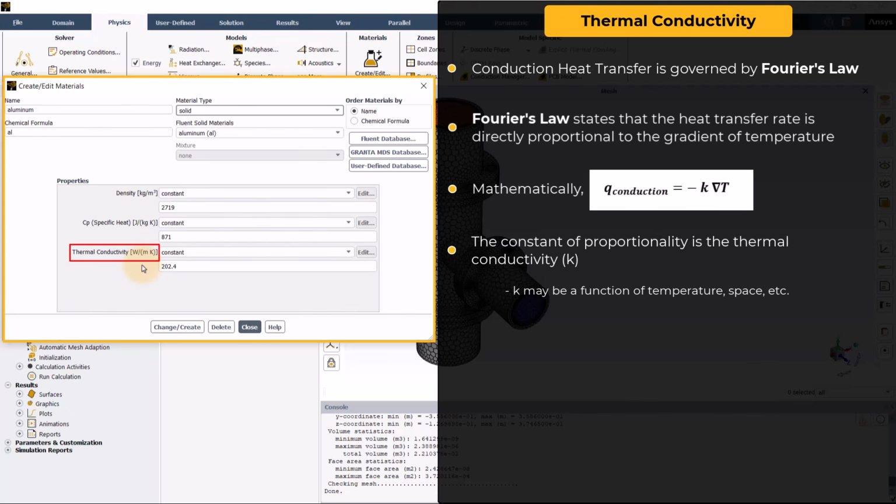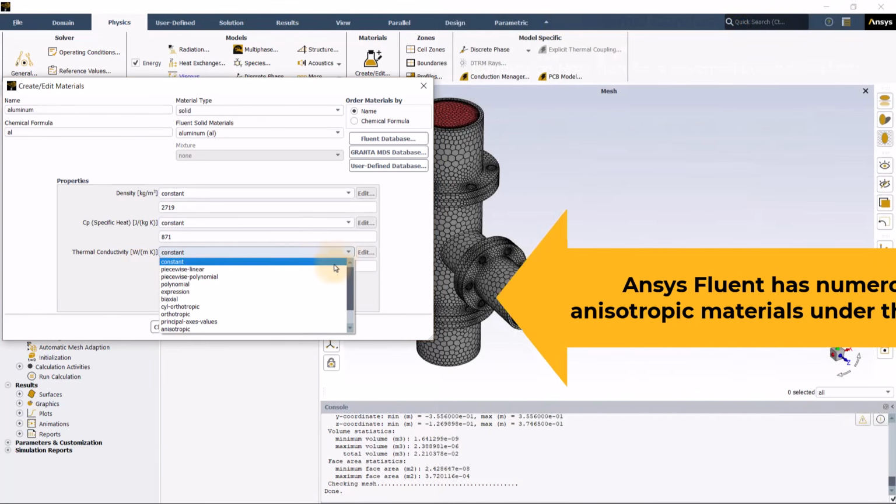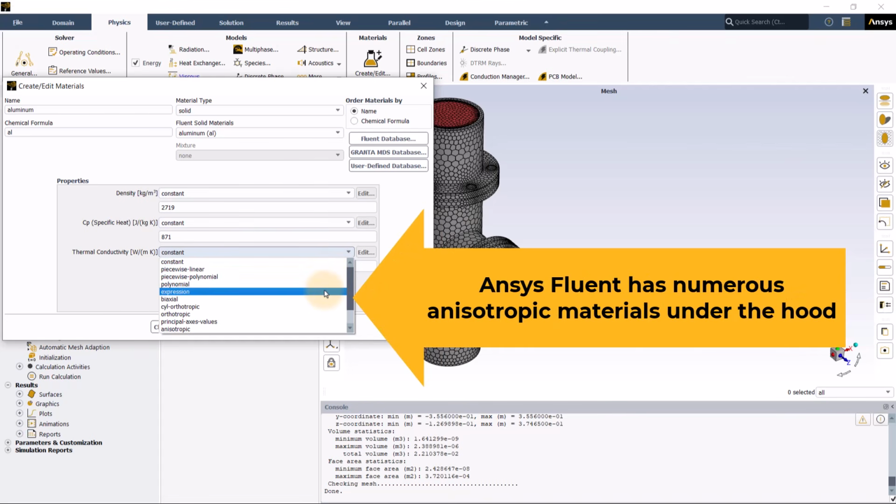In most regular materials, it is a scalar, which means it has the same value no matter what direction heat travels. But in anisotropic materials, thermal conductivity is a matrix, and it can have different values in different directions. Fluent has numerous anisotropic models, so that for instance you can simulate composite materials.